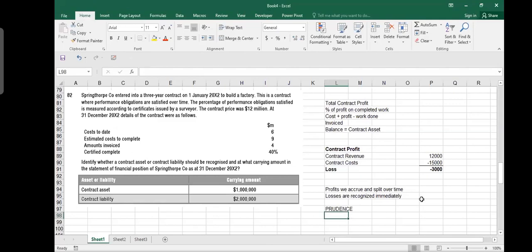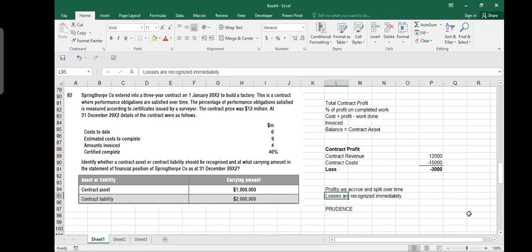Let's suppose that there is a contract. Let's suppose it's a very simple straight contract which has a 3 years life and 3 million profit. So total profit is 3 million, total life is 3 years. Let's suppose a very straight calculation. So 3 million profit over a period of 3-year time, you recognize profit year by year, 1 million, 1 million, 1 million. So profits, we said that we accrue and split over time, but losses you do not.